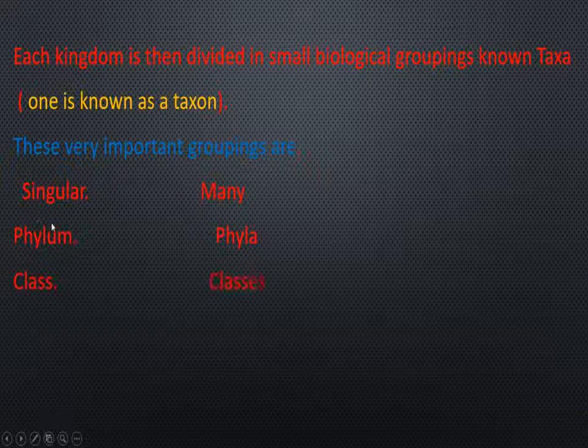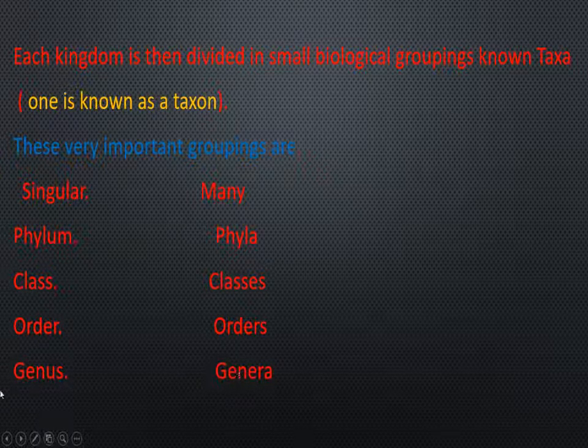Then the phylum is divided into the class, and if there are many, we call them classes. Then the class is divided into the order, and if there are many, we call them orders. The order is divided into the genus. If there are many, we call them genera. Not genuses, but genera. And the species, then you remain with the name species. It has no plural.